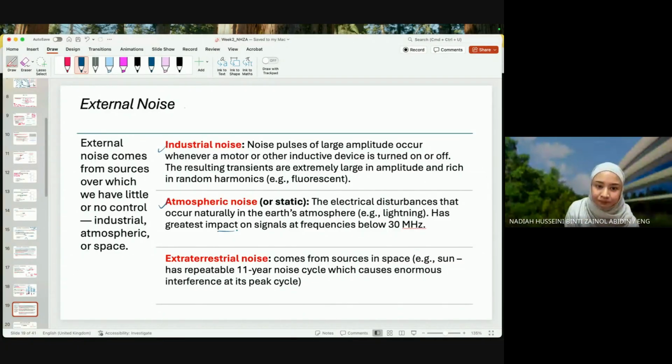And then we have extraterrestrial noise, alien noise, or I would say space noise. So anything that is outside the Earth's atmosphere could also contribute to noise, especially for big machines. Not your circuit. Your circuit is going to be insignificant compared to extraterrestrial noise. But big machines, planes, stuff like that, yes, they are exposed to this kind of noise.